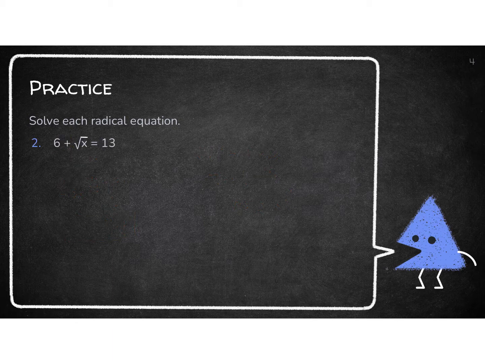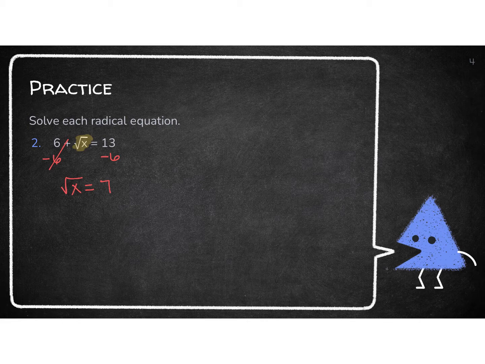Let's look at another example here. 6 plus the square root of x equals 13. Again, I'm going to highlight the radical and everything underneath it. That's what I'm trying to get alone. I have to get rid of this positive 6 on the outside, so I'm going to subtract 6. What I do to one side, I have to do to the other. These cancel, and I'm left with the square root of x equals 13 minus 6, which gives me 7.